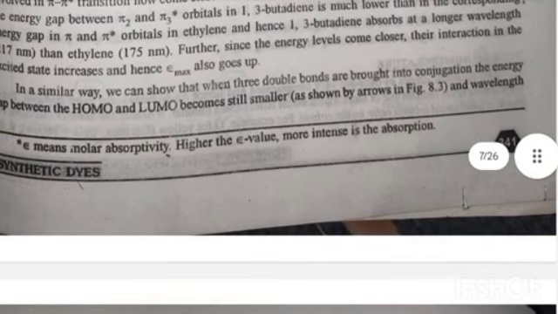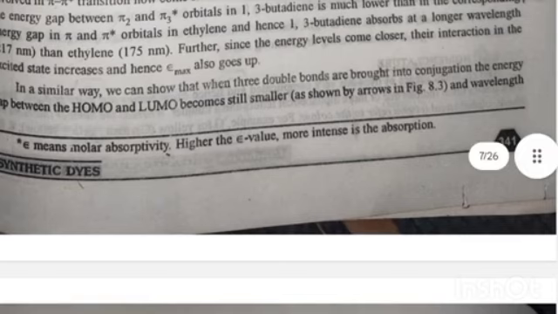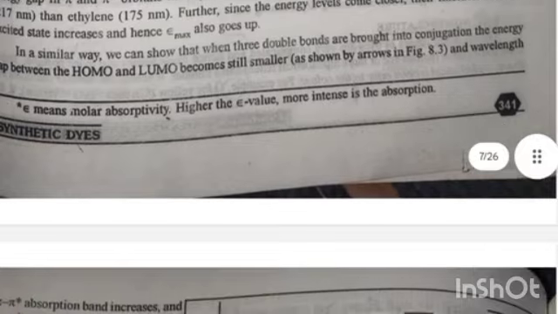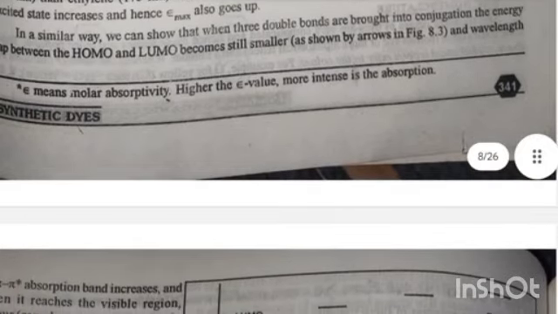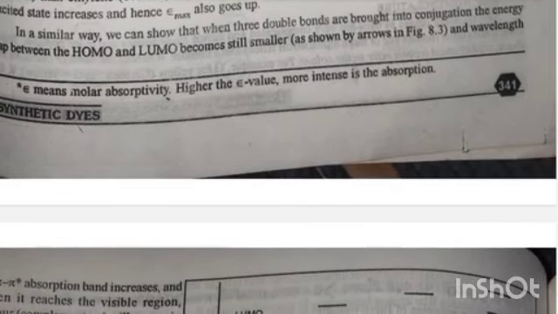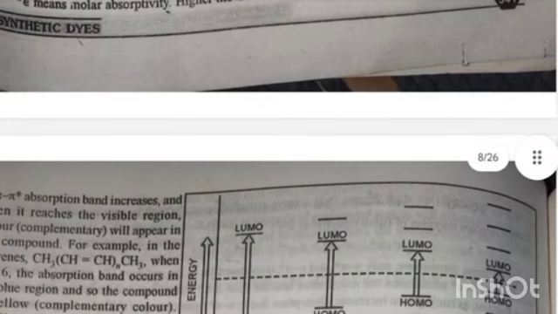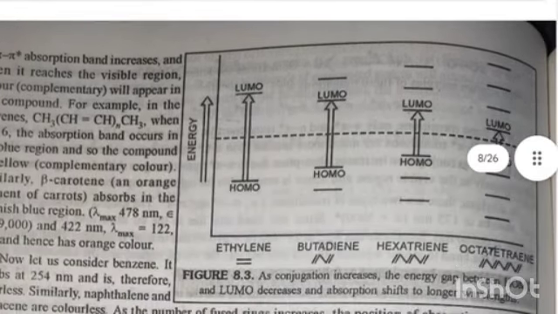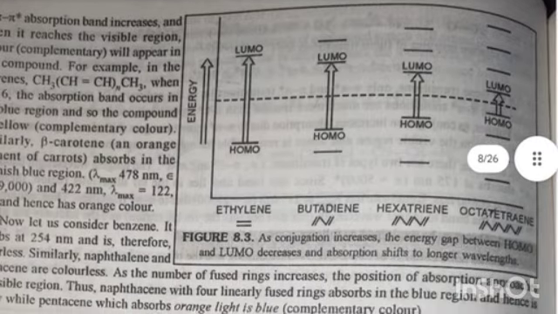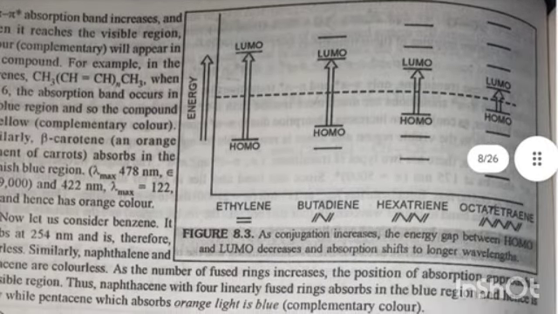Further, since the energy levels come closer, their interaction in the excited state increases, and hence epsilon max also goes up. In a similar way, we can show that when three double bonds are brought into conjugation, the energy gap between the HOMO and LUMO becomes still smaller, and the wavelength of the pi to pi star absorption band increases, and when it reaches the visible region, color will appear in the compound.